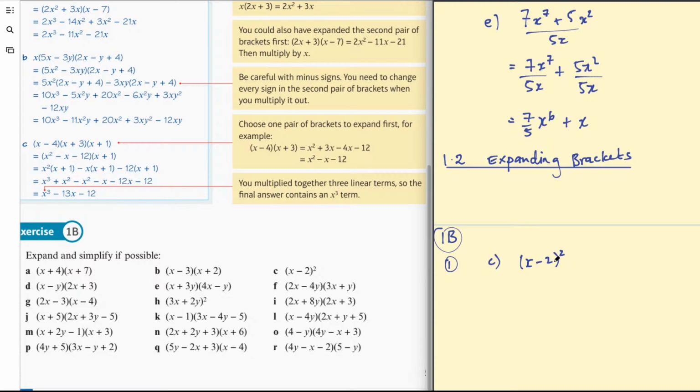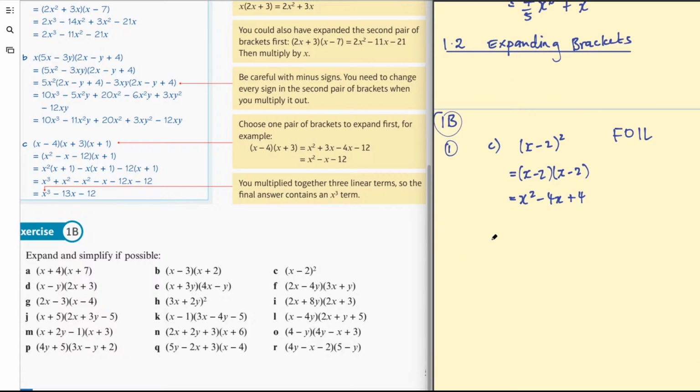Mubashir, welcome. Okay, x take 2 all squared we can write as x take 2 multiplied by x take 2. This is x squared take 4x plus 4. Hopefully you know how to expand double brackets. The method that I usually use is FOIL. So this stands for first terms, outer terms, inner terms, and last terms.